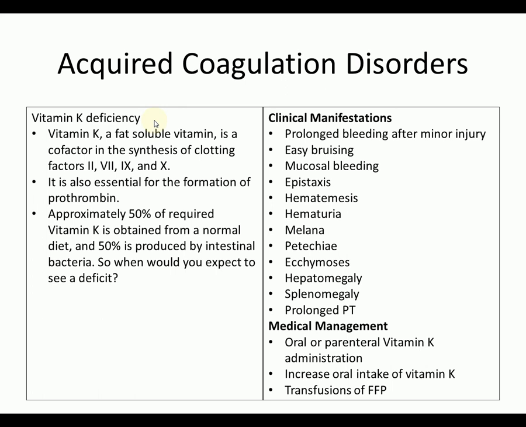Clinical manifestations that you will see are prolonged bleeding with minor injuries, easy bruising, mucosal bleeding, epistaxis, emesis, hematuria, melena, petechiae, ecchymosis, hepatomegaly, splenomegaly, and prolonged PTs. For medical management, you're going to have oral and parenteral vitamin K administered. You're going to increase your oral intake of vitamin K and give transfusions of fresh frozen plasma.